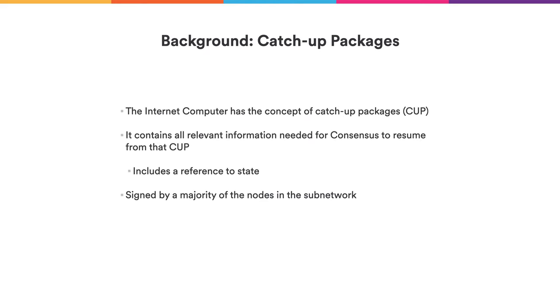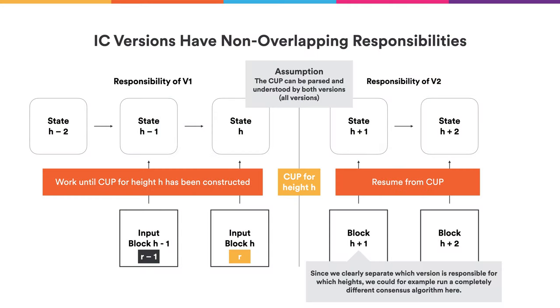Catch-up packages are snapshots for consensus, and they contain all relevant information required for consensus to resume from it. They're already signed by the subnet, so we gain trust from that signature. That catch-up package can then be used as a snapshot to carry over between the two versions. The only requirement for the catch-up package is that it has to be readable from both the old version v1 and the new version v2, so it has to be backwards and forwards compatible.